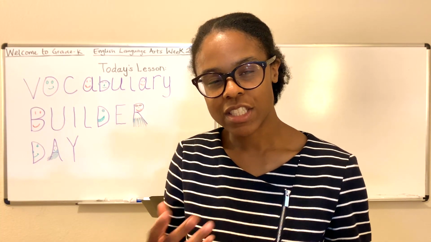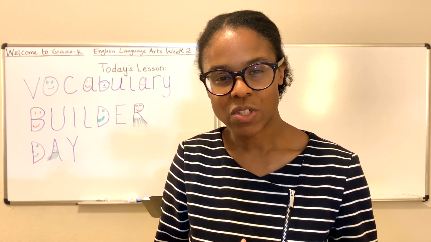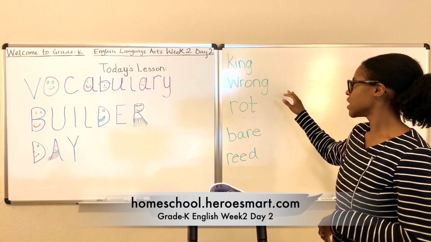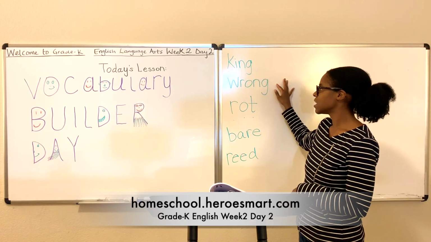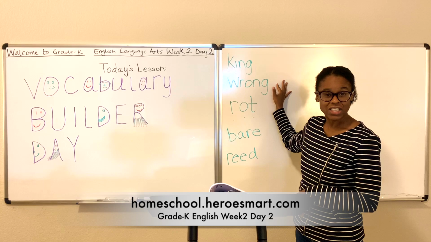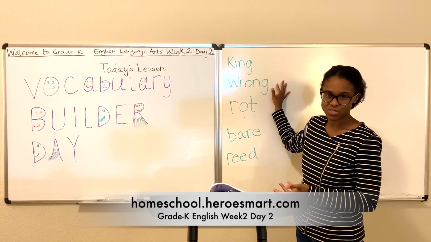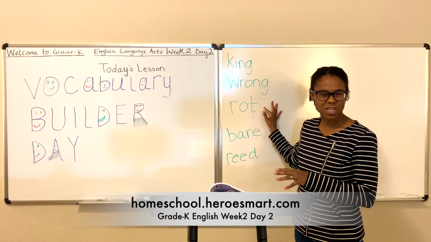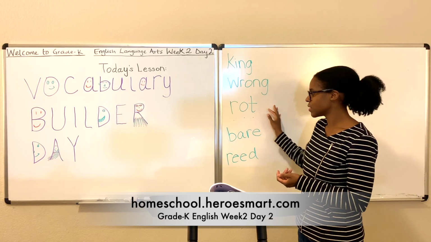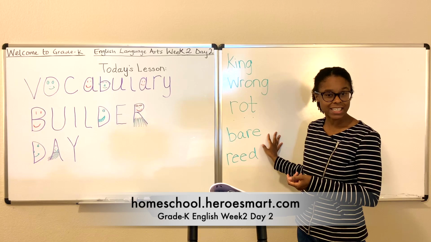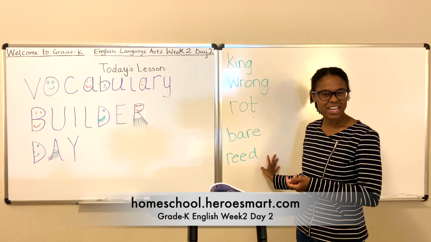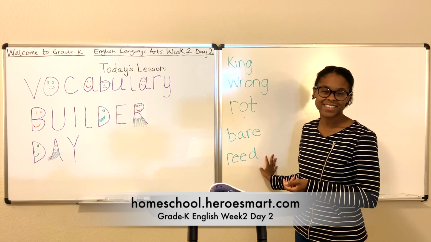Just continue to think about and contemplate some of the words you've just learned. We've talked about king. A king is a person who's a ruler of a land. Wrong means it's not correct or it's not true. Rot, for something to decay, to become old and unfit for use. Bare, naked or uncovered. Reed, a thin grass that grows in wet areas.